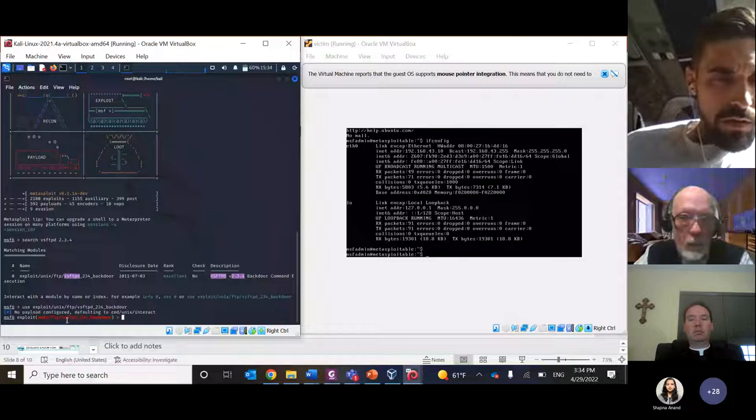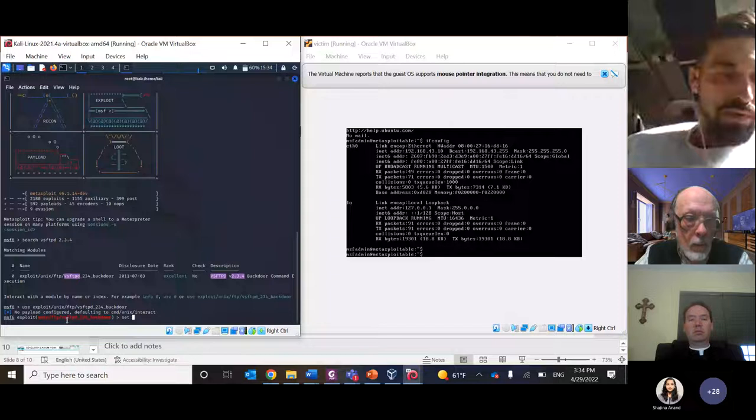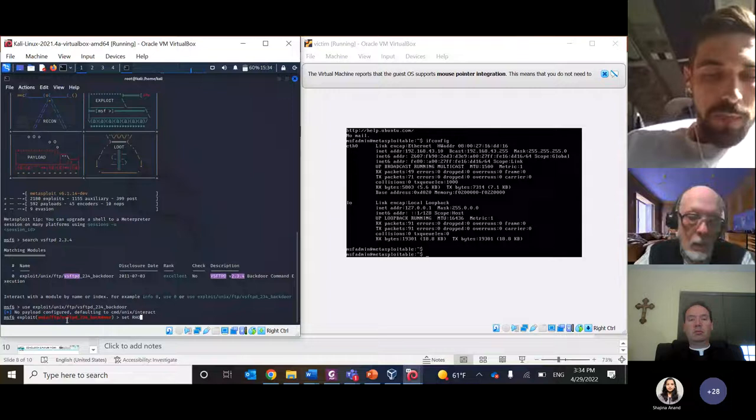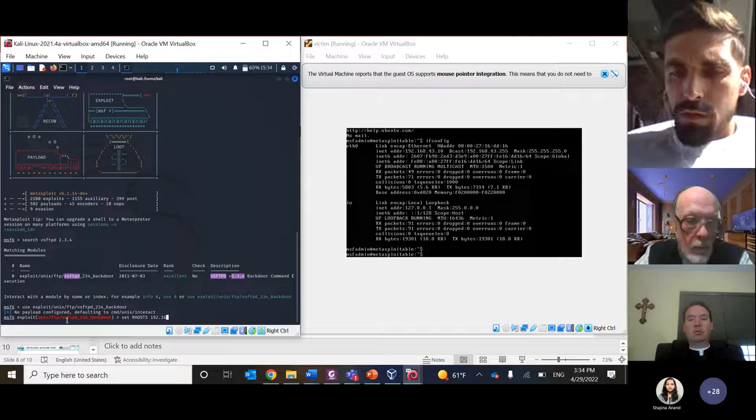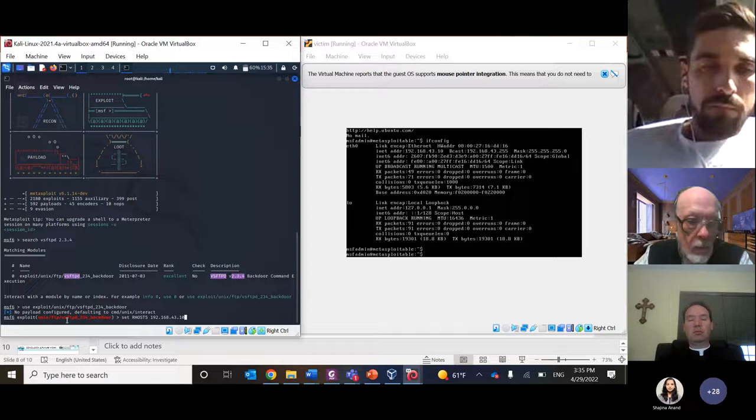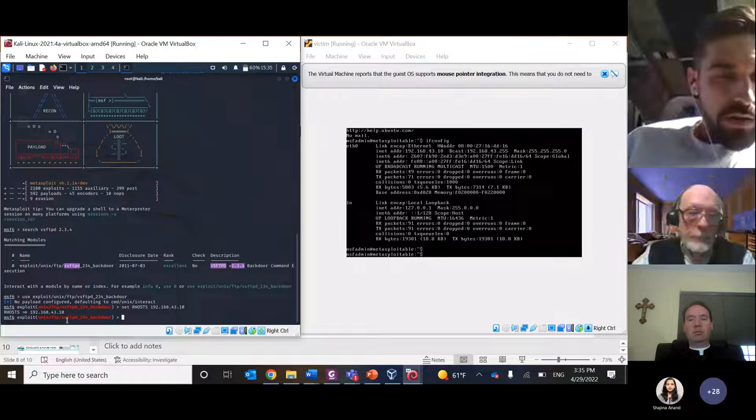Okay, and now what we're going to do, the next step, will be to set the RHOST as the victim IP. I'm going to use the victim IP that you can see on the right of the Metasploitable. Now we set the RHOST, and right now we're going to exploit it.